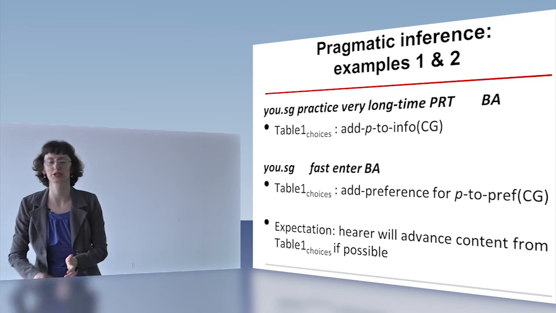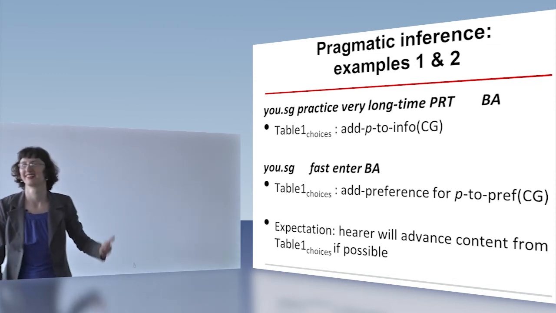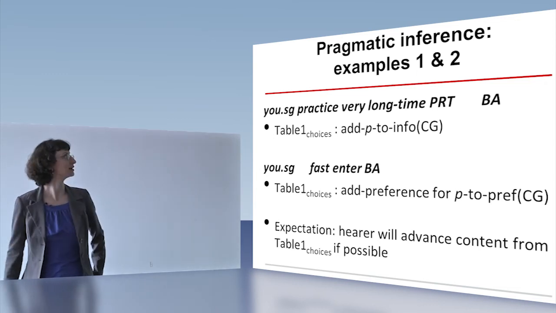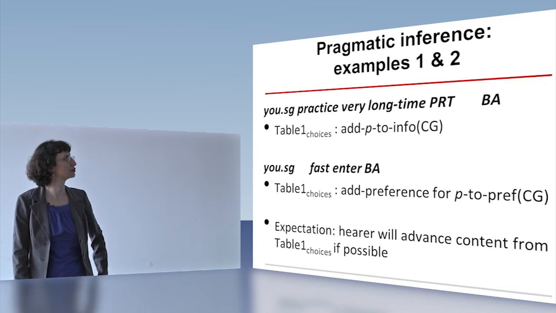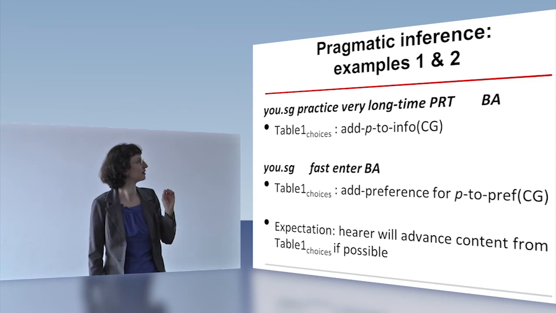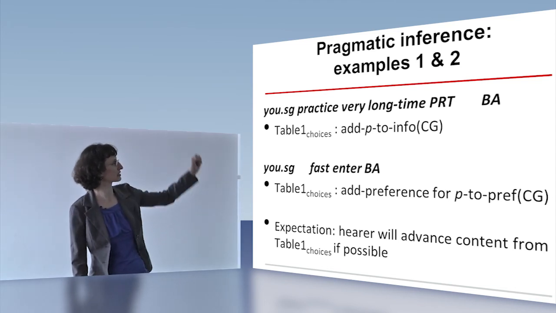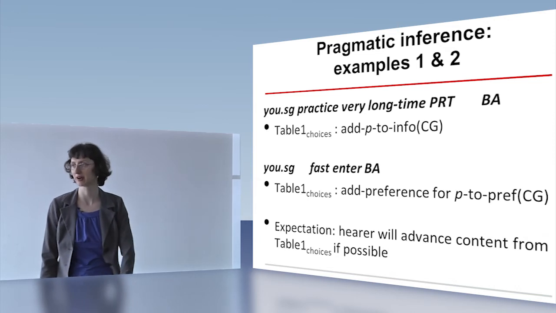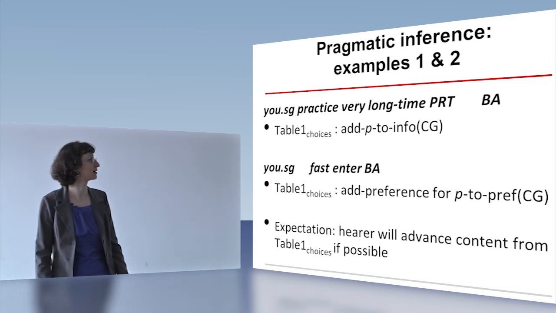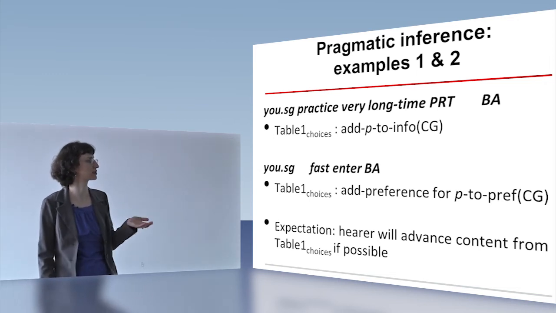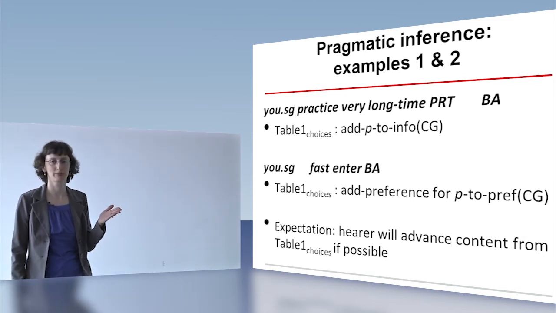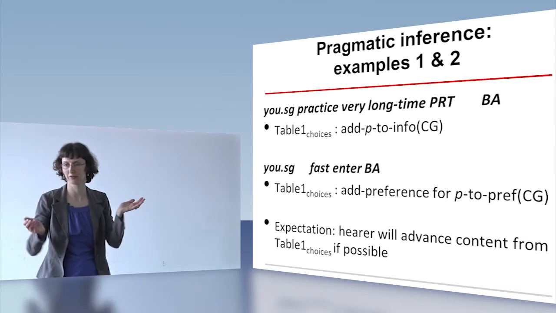So let's go back to actual examples. Right, so when you say you practiced a very long time, bah, this represents a move to that table one choices part of the table to add this proposition that you practiced a very long time to the information in the common ground. Or go in quickly, bah, add preference for going in quickly to the common ground. And the expectation is that the hearer will advance content from this towards the target, if possible.